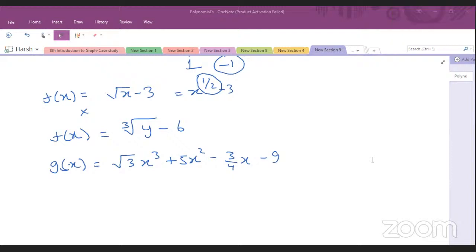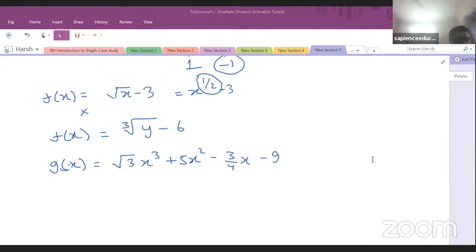Haripriya, can you tell me? Yes, sir. It's a polynomial because there is a constant and variable, and even the power is non-negative, and there is a real number. So what? Under root 3 is a real number. But under root 3, what about under root 3? Under root 3 is a real number or not? No, sir, it's not a real number.